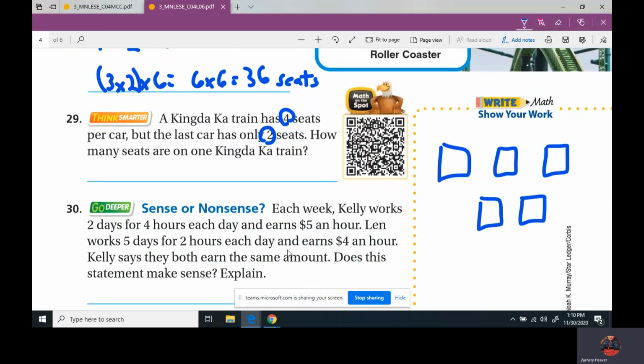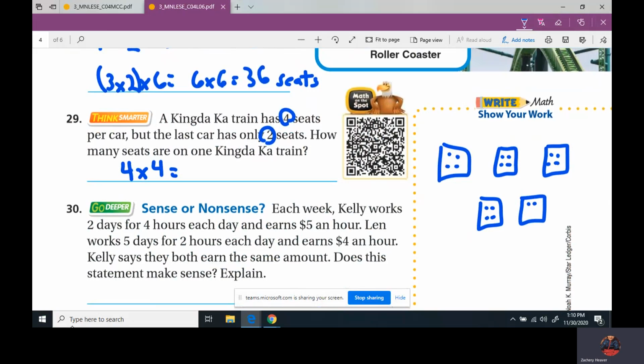train has 4 seats. So 1, 2, 3, 4, 1, 2, 3, 4, 1, 2, 3, 4, 1, 2, 3, 4, 1, 2. And says the last car only has 2 in it. So how many equal groups do we have? We have 4 equal groups because 4 of them have 4 in it. So 4 groups have 4 in it.